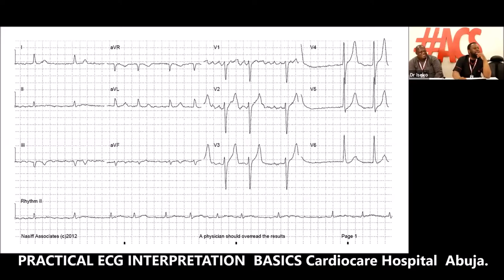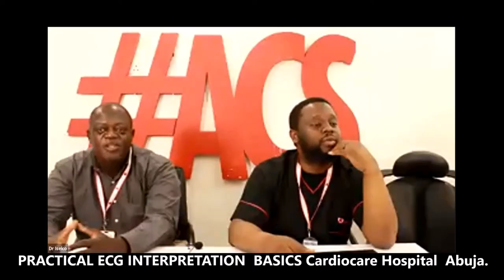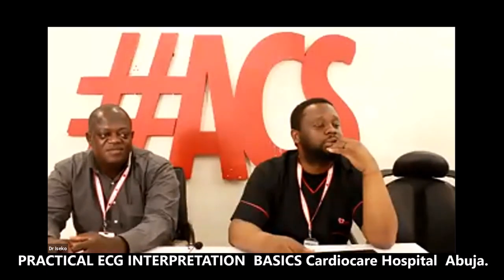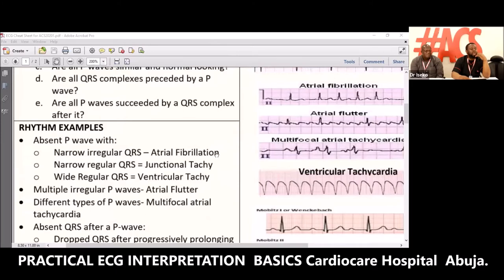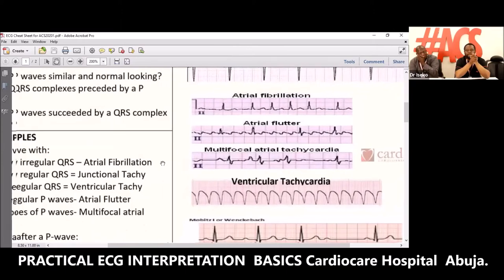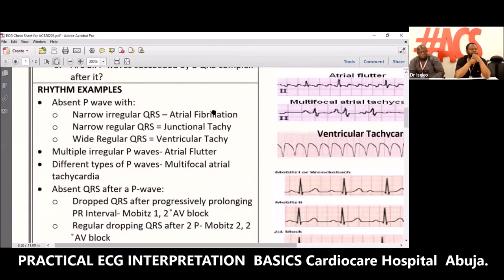Now, are all the RR intervals equal? No. What did we say about when we have no P wave and the RR intervals are unequal? Who remembers? Can you switch to that cheat sheet again? When we talk about irregular RR interval and no P wave, that's atrial fibrillation. So remember we said: narrow irregular QRS, absent P wave, atrial fibrillation. Very, very simple. This is my ECG textbook in 2 pages. We should charge extra for this.